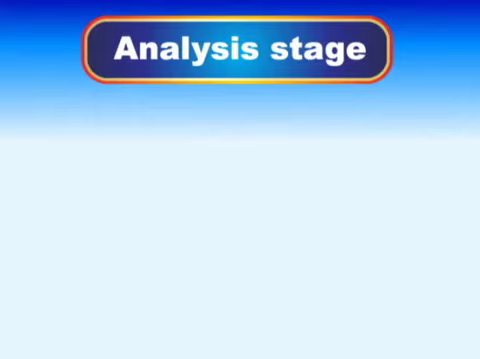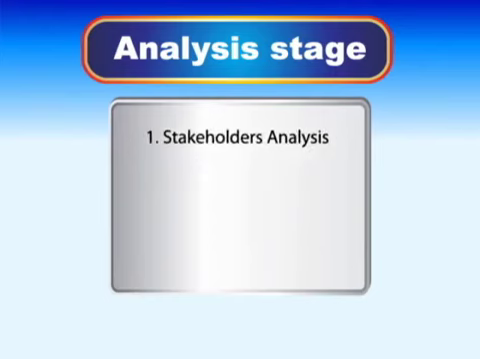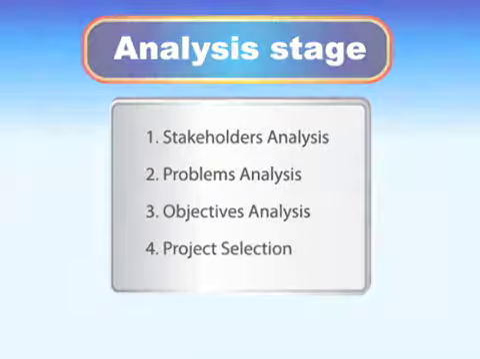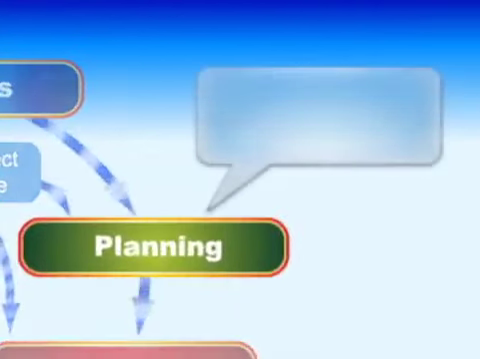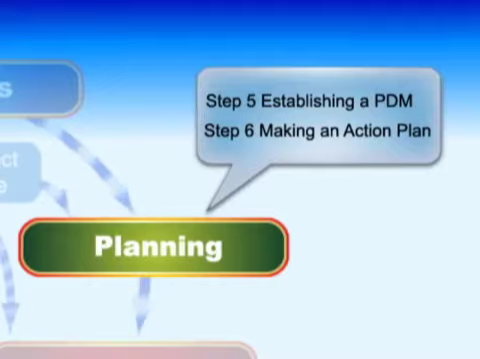The first analysis stage has 4 steps, namely 1. Stakeholders analysis, 2. Problems analysis, 3. Objectives analysis, and 4. Project selection. The planning stage has 2 steps, which are 5. Formulation of PDM and 6. Making of an action plan.